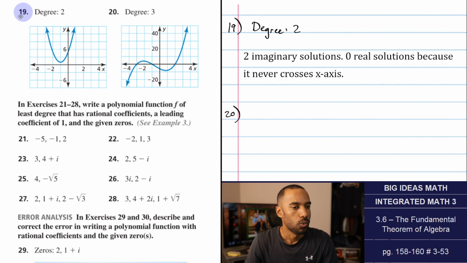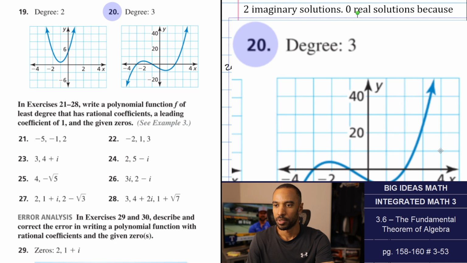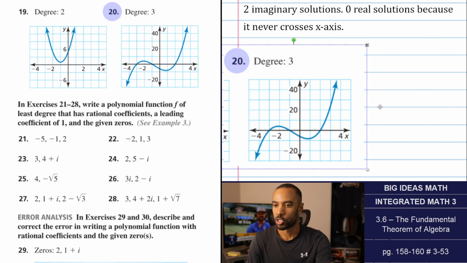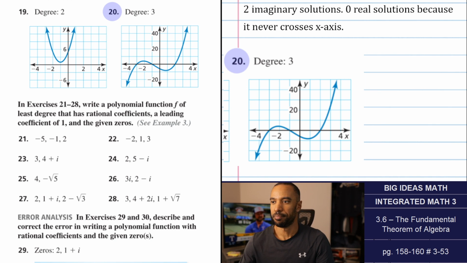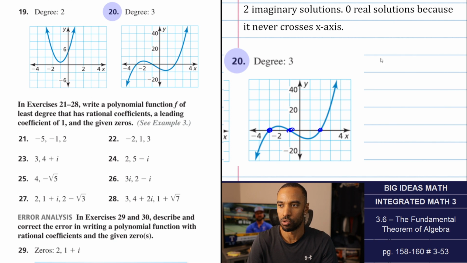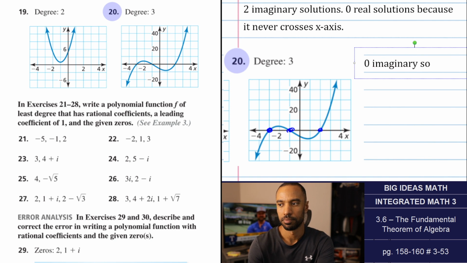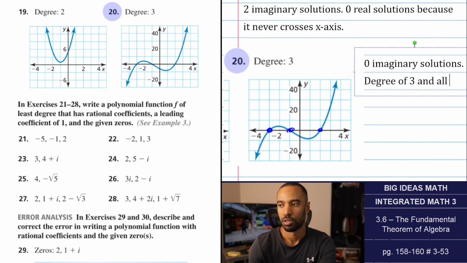Number 20, we got a degree of 3. Now, based off this one, I guess we can copy paste. I could probably draw it on that side, but you know what? I already copied and pasted. So number 20, degree of 3, and it crosses 3 times. You can only have as many as 3 solutions for a degree of 3, and we got them. There are 3 real solutions, so no imaginary solutions. 0 imaginary solutions, all real. Degree of 3, and all 3 real solutions are present.